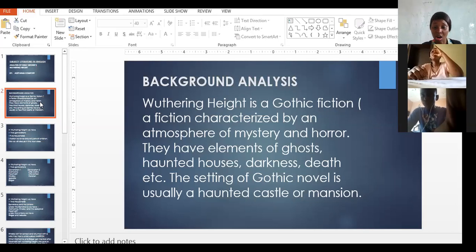So when you watch a horror film, you could say those horror films are Gothic fiction. They are characterized by an atmosphere of mystery and horror, and they have elements of ghosts, haunted houses, darkness, dirt, etc. So the setting of a Gothic novel is usually a haunted castle or mansion.